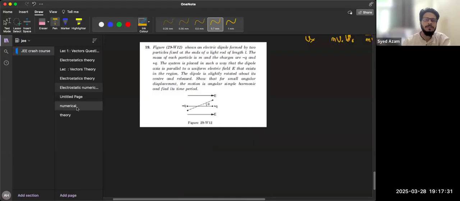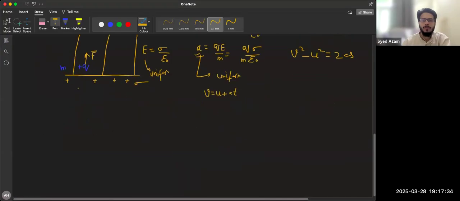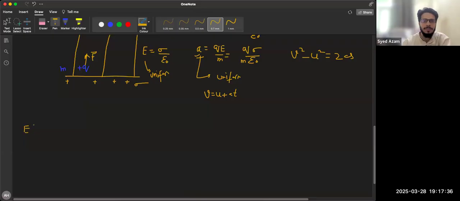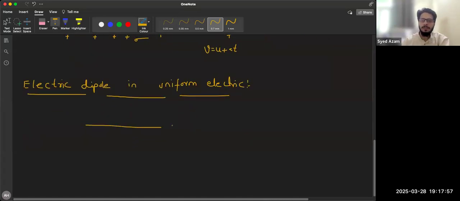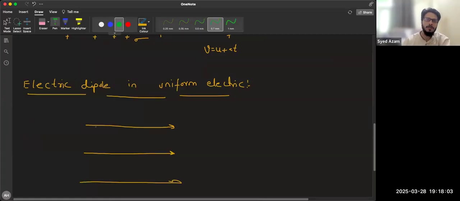Next, let's discuss a dipole in a uniform field. Now, instead of a charged particle, if I place an electric dipole in a uniform field, this is the uniform field, and in this uniform field I placed a dipole having charge minus q and charge plus q.